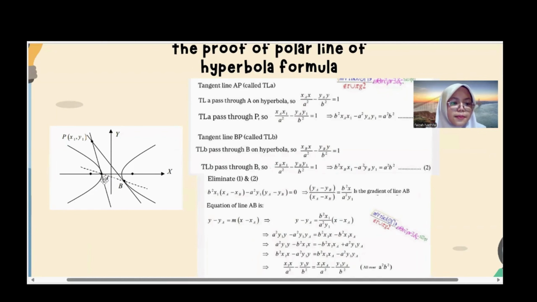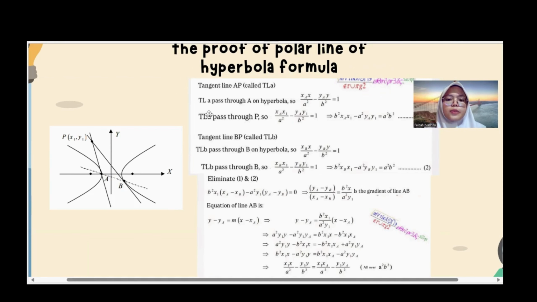So AP is the first tangent line and BP is the second tangent line. According to the definition of a polar line, line AB is a polar line since it connects the tangent points, point A and point B. So line AB is a polar line. All right? Do you get my point?